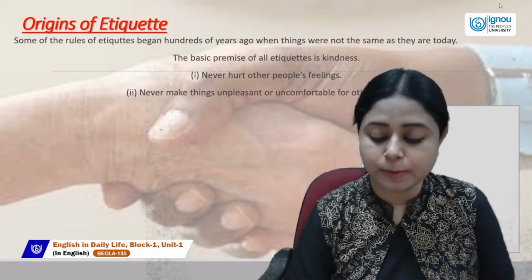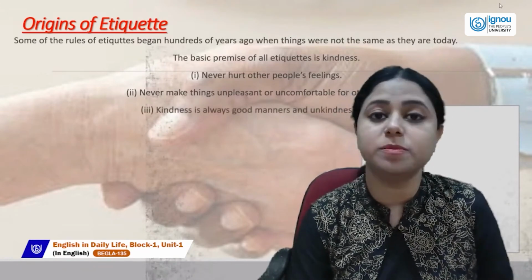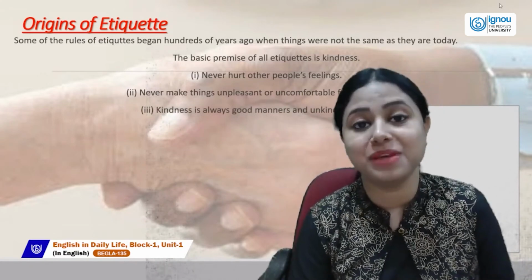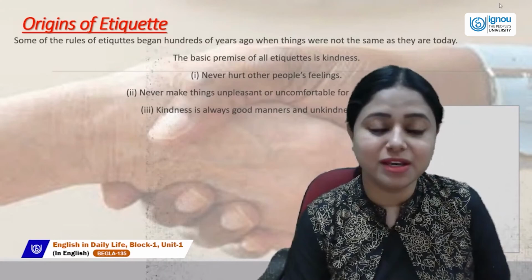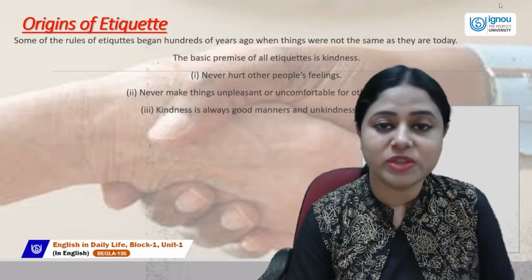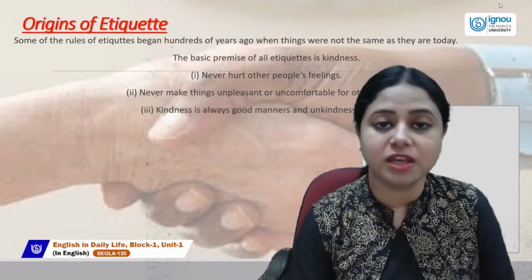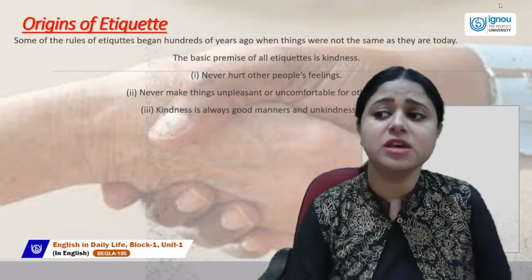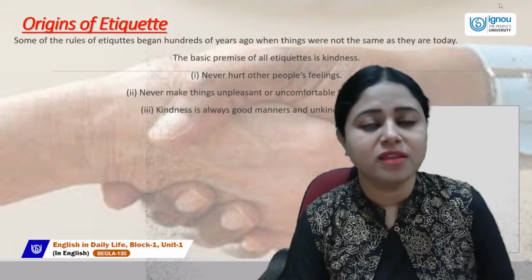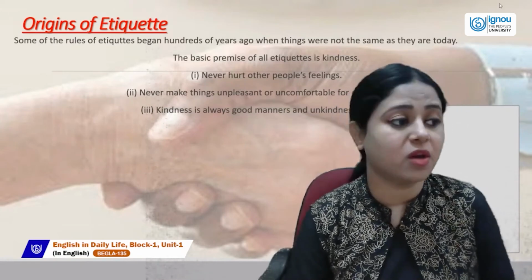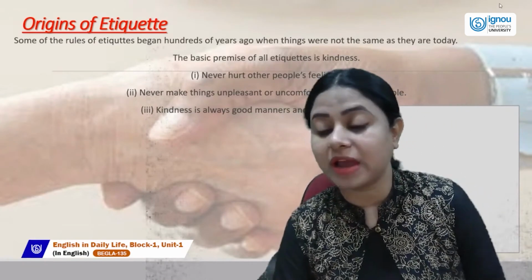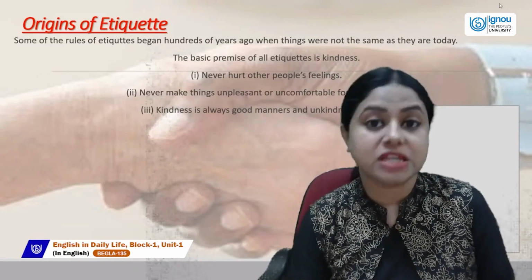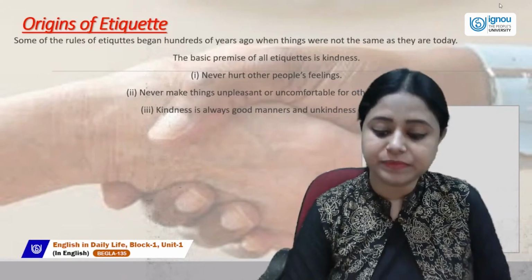Okay. Then, kindness is always good manners, and unkindness will never be. So this is one rule that goes without saying. Like I said in the beginning, the basic premise is kindness. So if you practice kindness at all times, then automatically you will be aware that I'm not supposed to say this thing or I'm not supposed to practice this behavior, because this might affect or impact a certain section of people in a certain way, right?